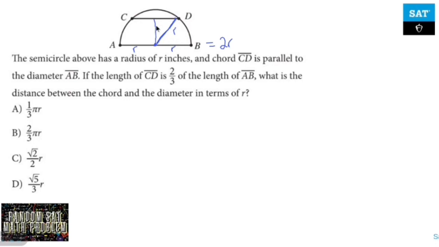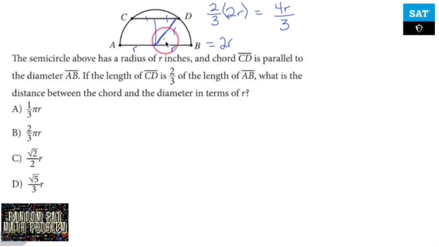There's a rule that says if I connect a chord parallel to a diameter, it cuts this into two equal parts. CD is 2/3 AB, so CD is 2/3 of 2r, which would make it 2 times 2 is 4, 4r over 3. So all of CD is 4r over 3.